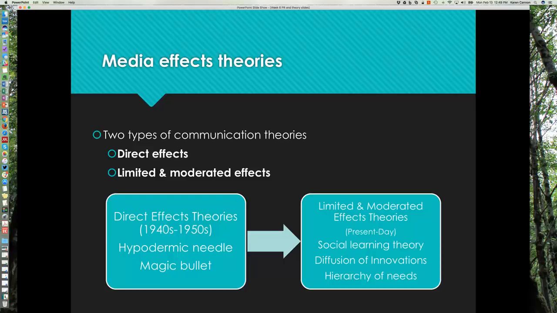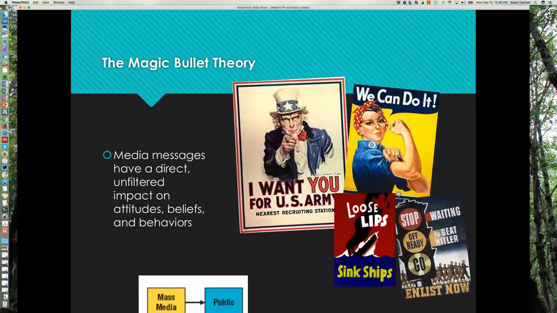But the idea is that there has been a change in communication theory study, the field of study, starting out in the 40s and 50s with this idea of direct effects and moving to more limited effects or moderated effects today, that we understand that there is a difference.